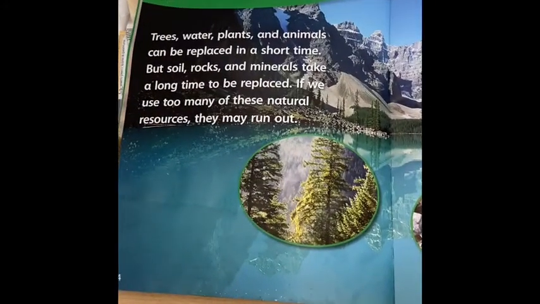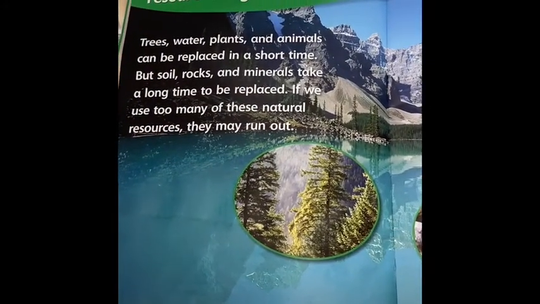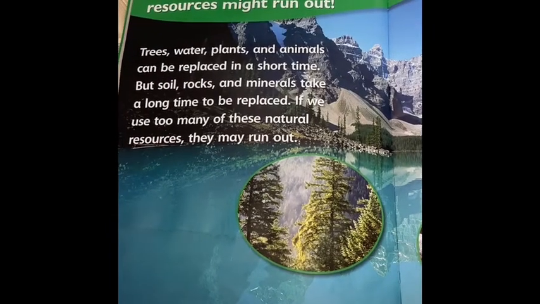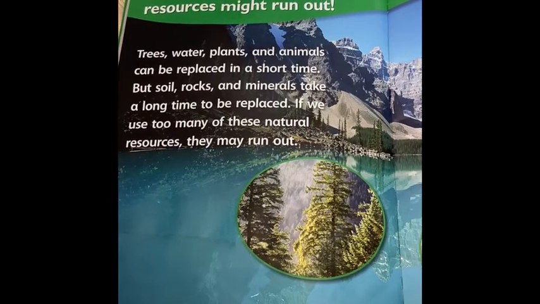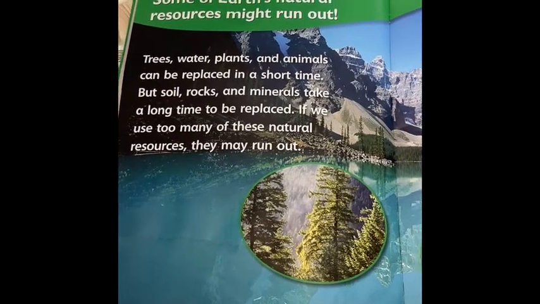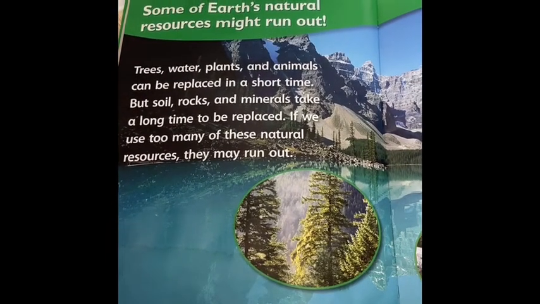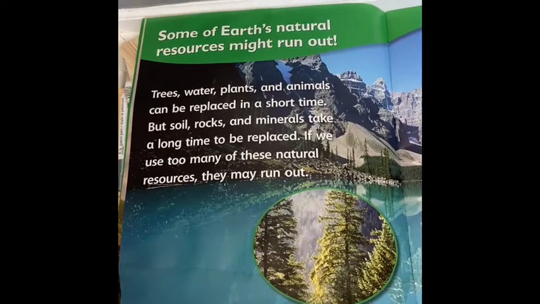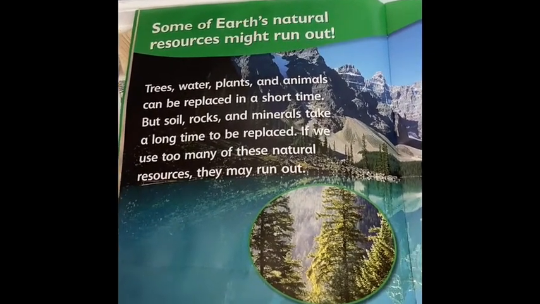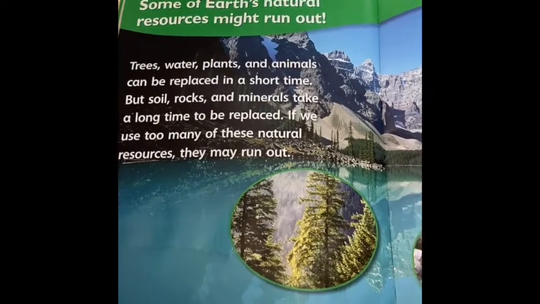Some of Earth's natural resources might run out. Trees, water, plants, and animals can be replaced in a short time. But soil, rocks, and minerals take a long time to be replaced. If we use too many of these natural resources, they may run out.